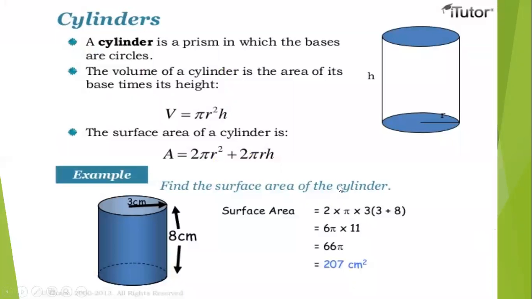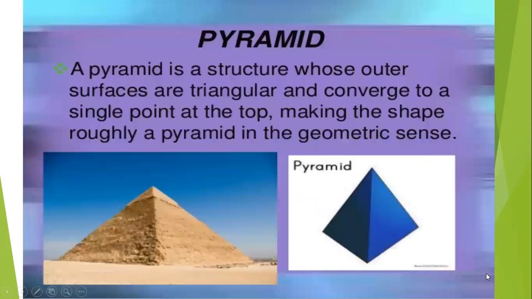If you look at some of the examples of the cylinder, this is how it is. Of course, volume, this is the surface area, total surface area. Then this is an example, the surface area for this one here, as you can see.